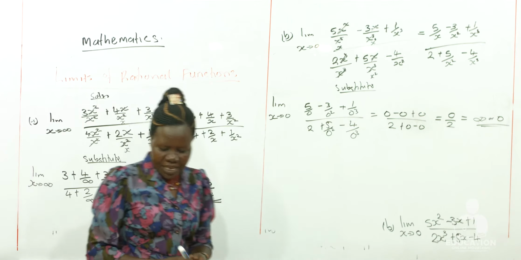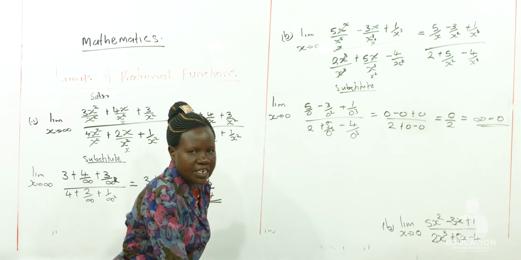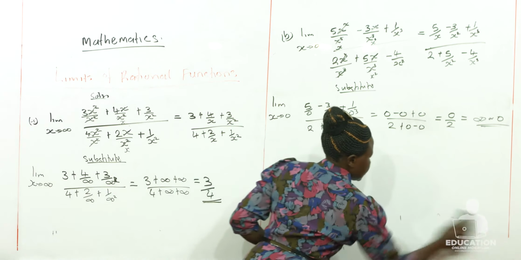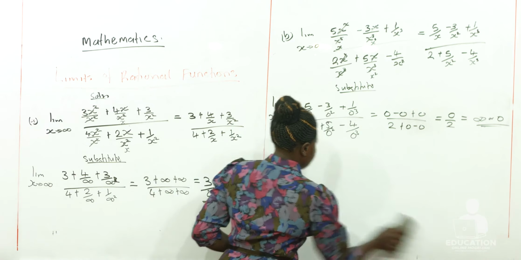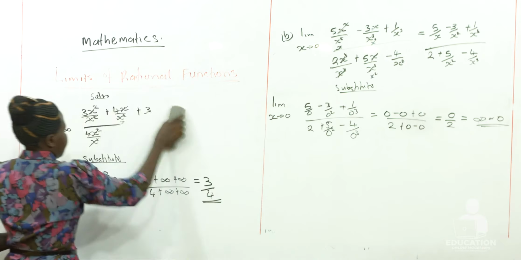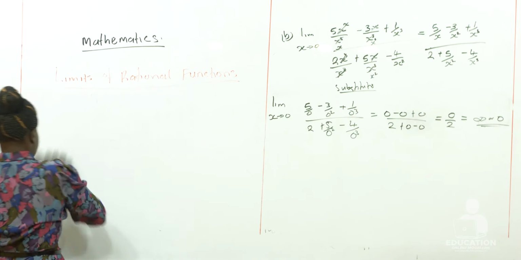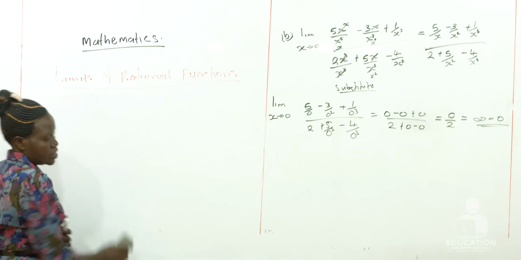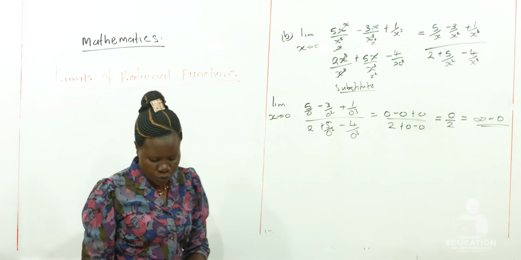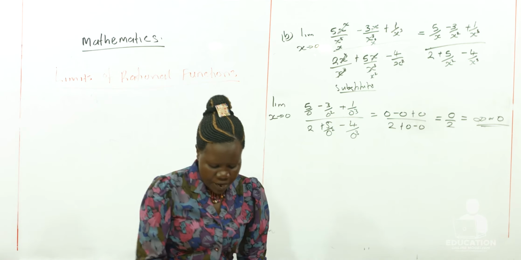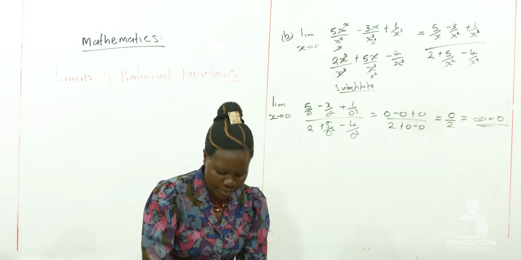So dear learners, we did that part A where x is approaching to 0 or infinity. That is what you are supposed to do. Then now let us look at example 2.